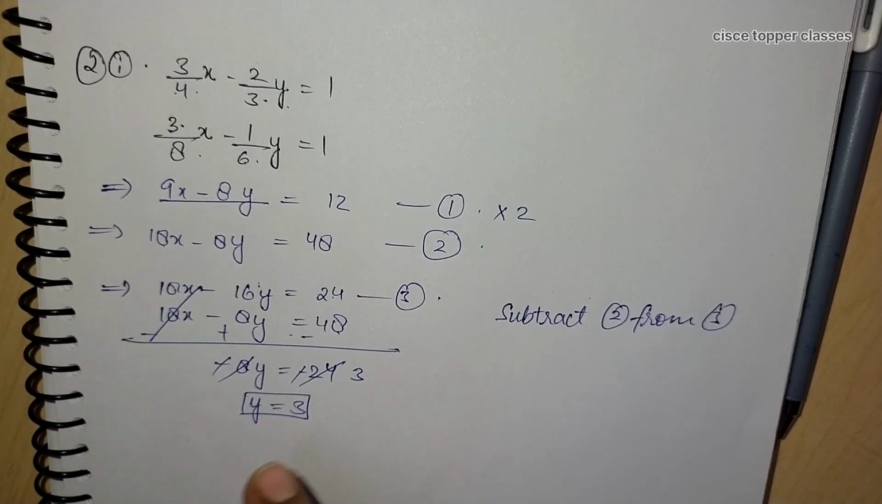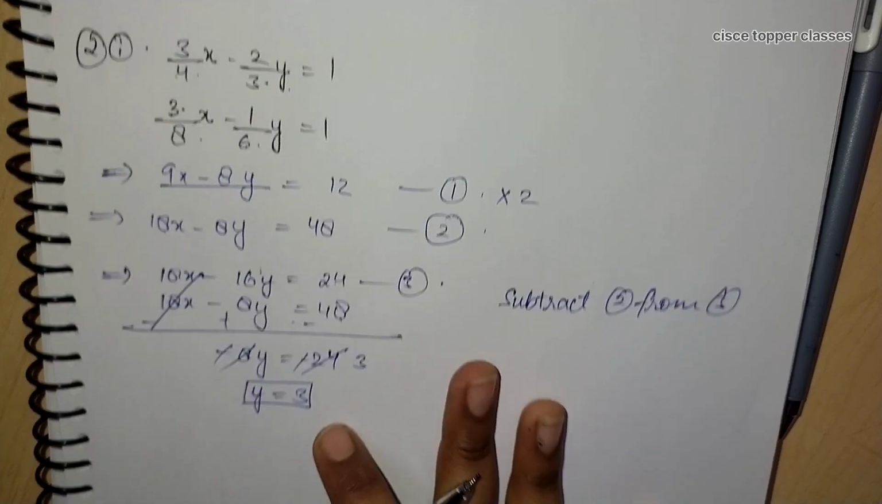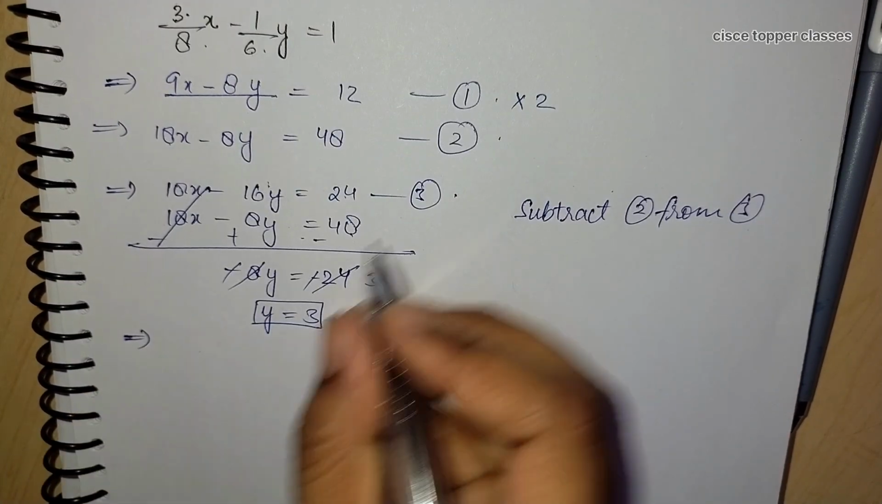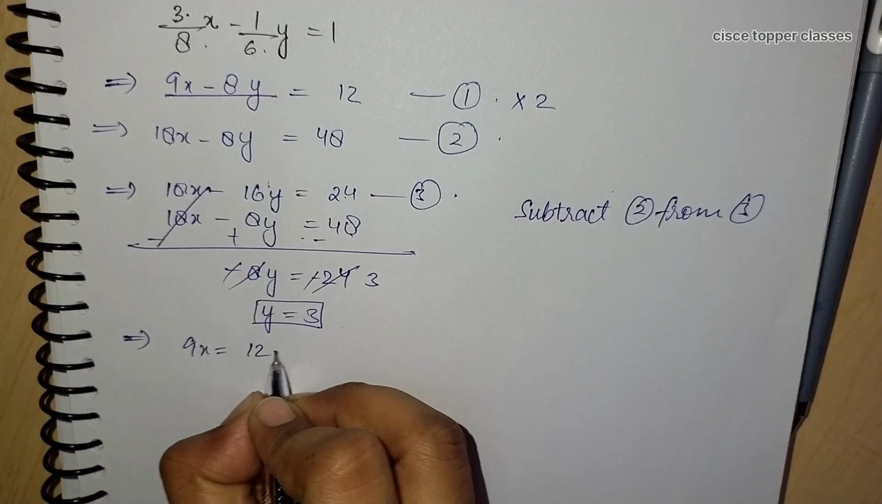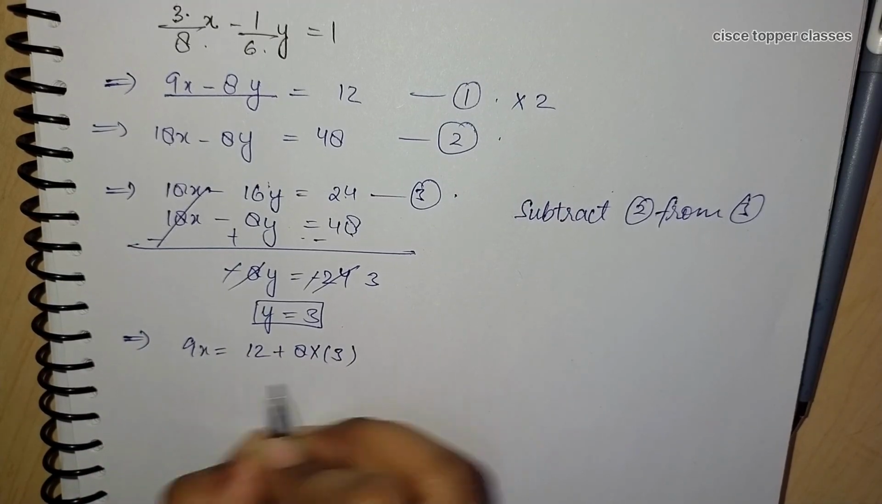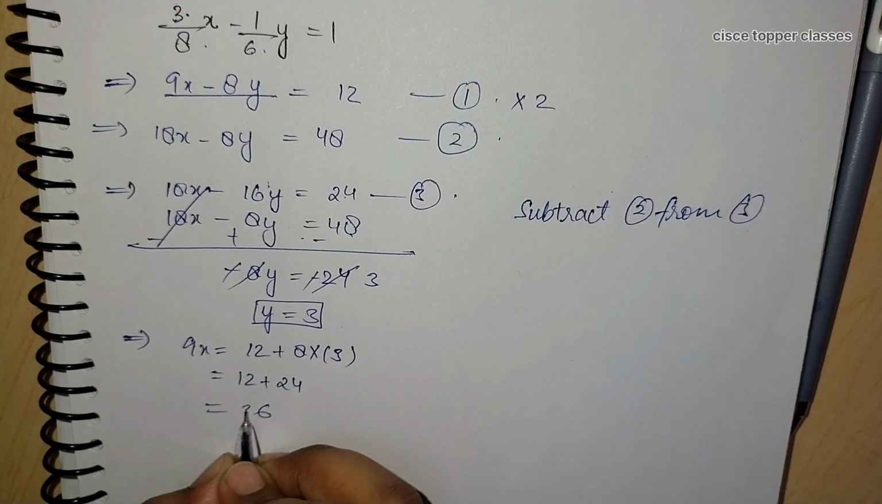By using y equal to 3, now we can find the value of x. So from the first equation we can write 9x equal to 12 plus 8 into 3. So it is 12 plus 24, and here 9x is equal to 36.